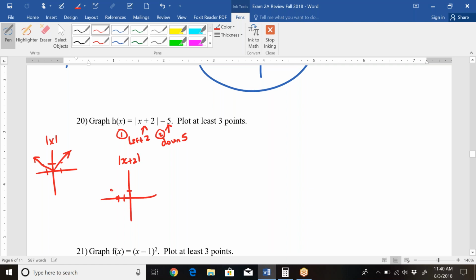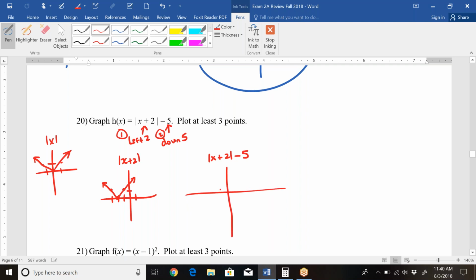-1, 1, go 1, 2. 1, 1, go 1, 2. So 2 to the left. So that's not my final answer. And then I want to take that specific location and I want to shift everything down 5.